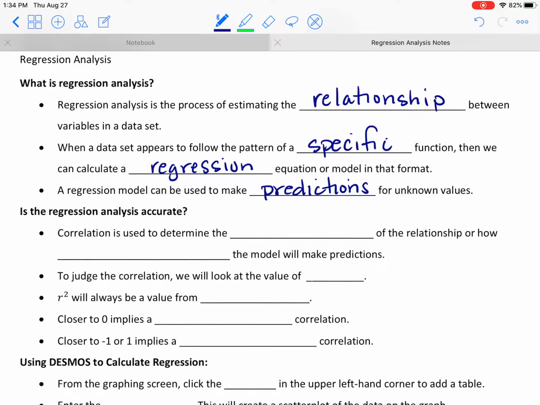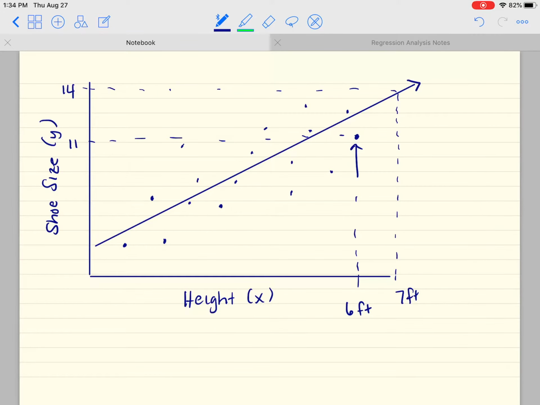So I could take any data set and calculate a quadratic regression. I could take any data set and calculate a linear regression. That doesn't necessarily guarantee that that's going to be a good model. So let me go back to my data here.